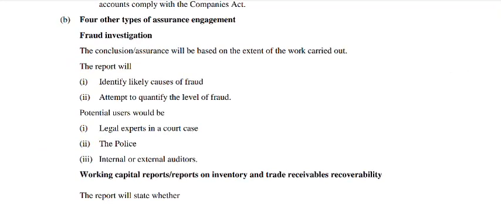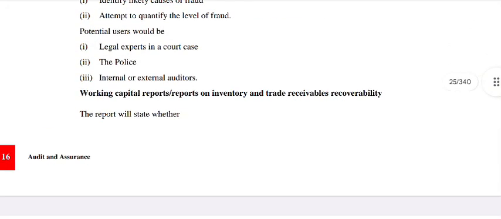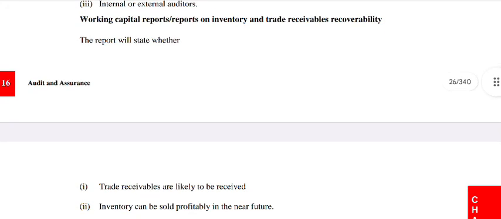B. 4 other types of assurance engagement. Fraud investigation. The conclusion or assurance will be based on the extent of the work carried out. The report will 1. Identify likely causes of fraud. 2. Attempt to quantify the level of fraud. Potential users would be 1. Legal experts in a court case. 2. The police. 3. Internal or external auditors.